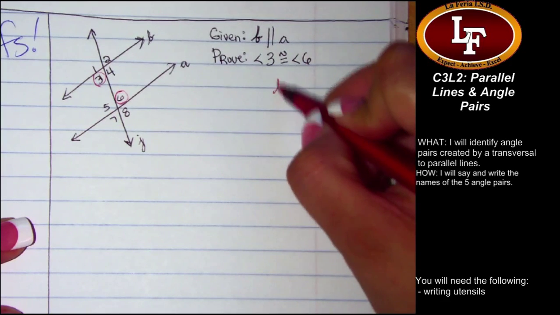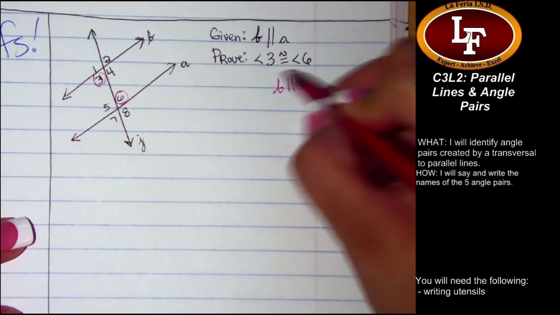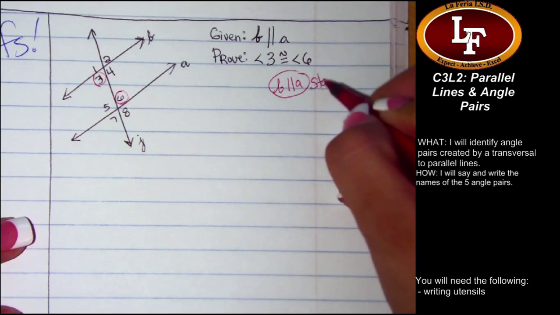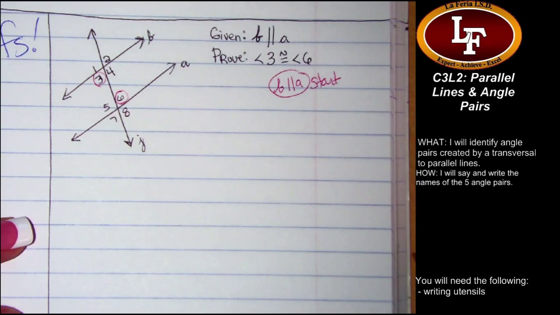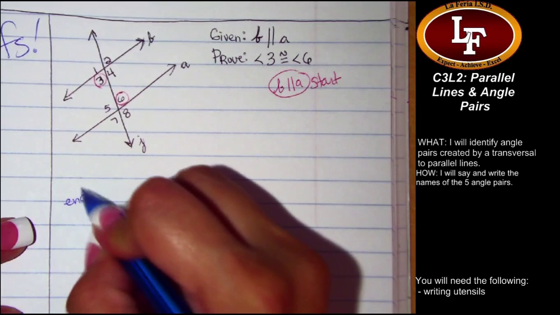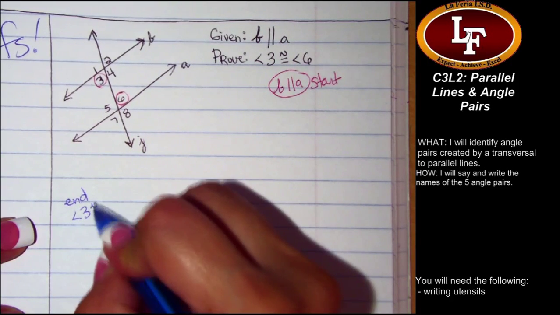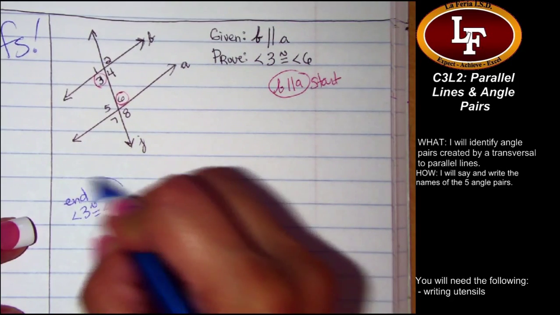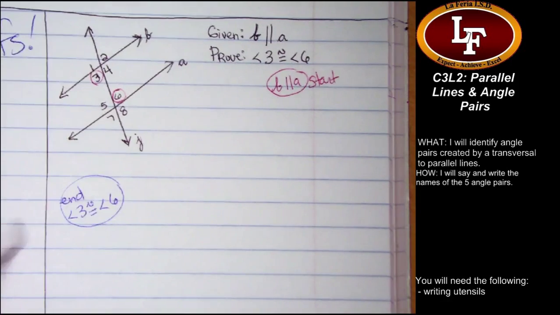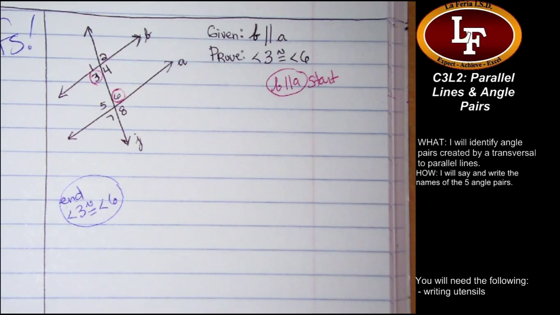We're told that these are parallel. This is our start, and we're going to create a little mind maze. And we need to end our goal with saying that these two things are congruent. Okay, we're going to make a big mess, and then we'll clean it up at the end.